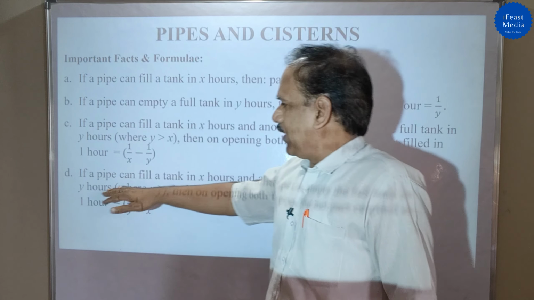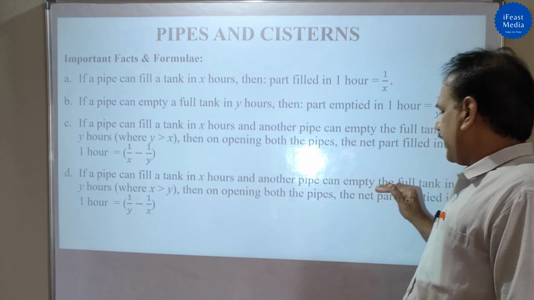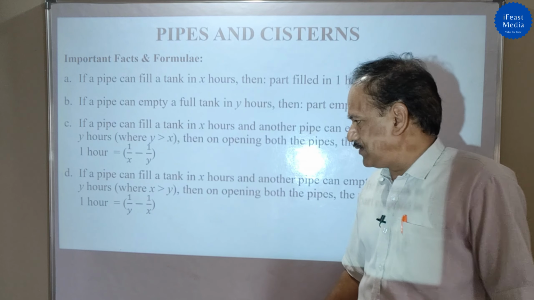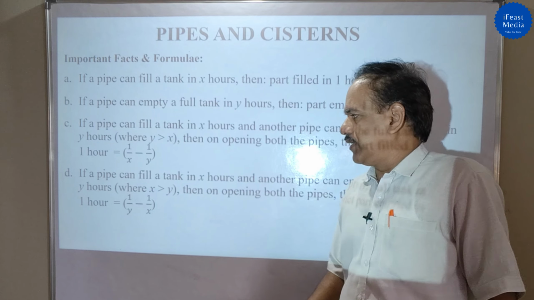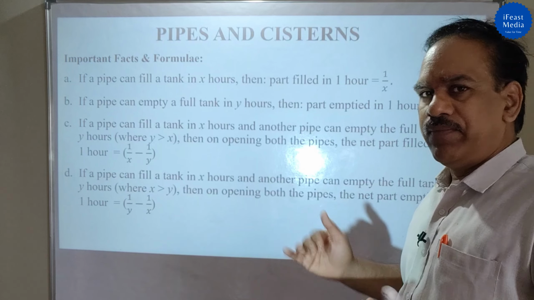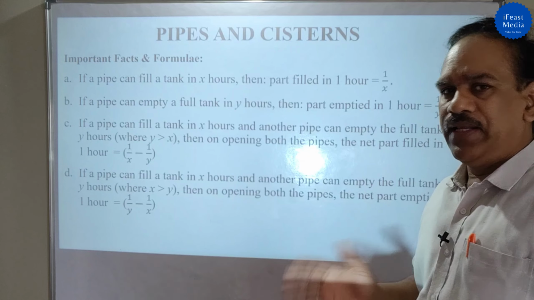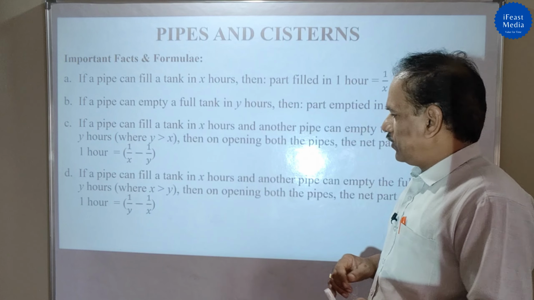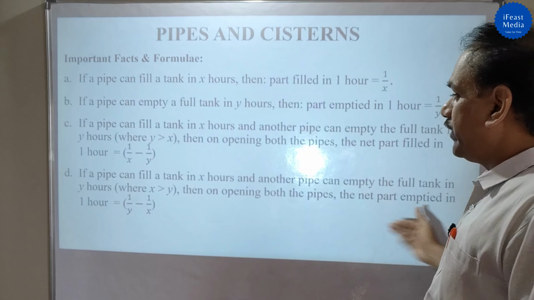So coming to this point, if a pipe can fill a tank in X number of hours and another pipe can empty the full tank in Y number of hours, see here X is greater than Y. That means the time taken to fill the tank is more than the time taken to empty the tank. That means it can be emptied faster than filling it, right? So then, on opening both the pipes, the net part emptied in 1 hour.